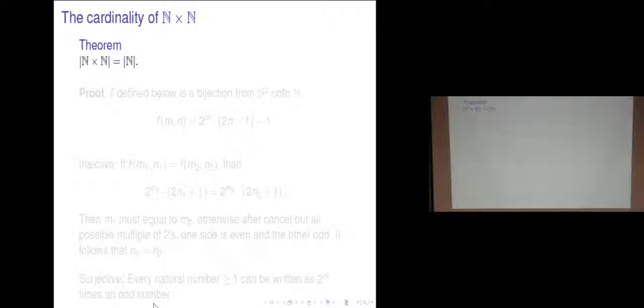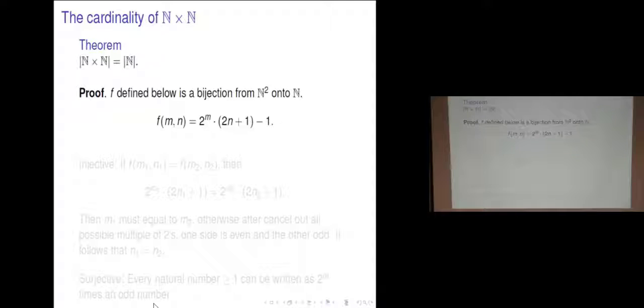Now the theorem I'm going to show you is that N squared, N times N, which is the set of points on the two-dimensional plane, actually has the same size as the natural numbers. There are several ways, but computationally, this way is easier.